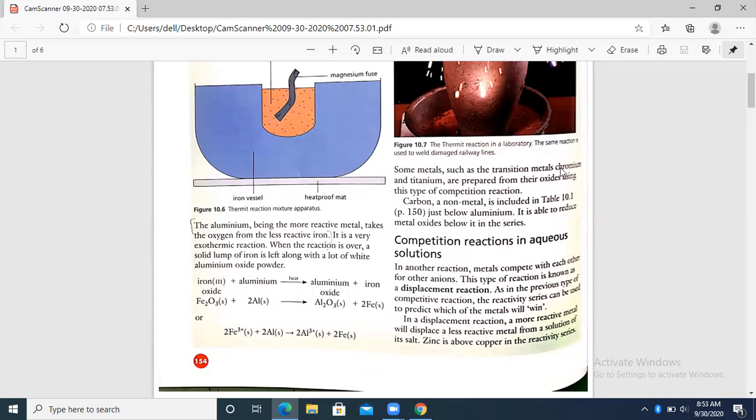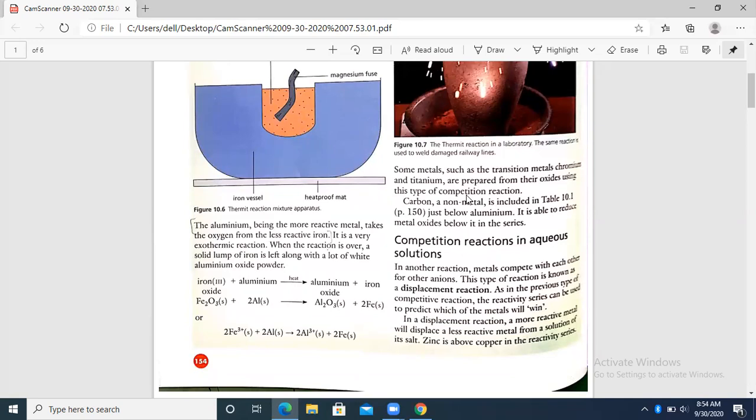Like that, we can make chromium and titanium from their oxides. If you have chromium oxide or titanium oxide, we can heat it and we will get chromium and titanium. So they are saying some transition metals are made from their oxides using this type of competition reaction. Also, carbon is not a metal, it is a non-metal, but just below aluminium, it is able to reduce metal oxides below it in this series. So for making metal from metal oxides, we use carbon. This is the case of a competition reaction, the case of a solid.